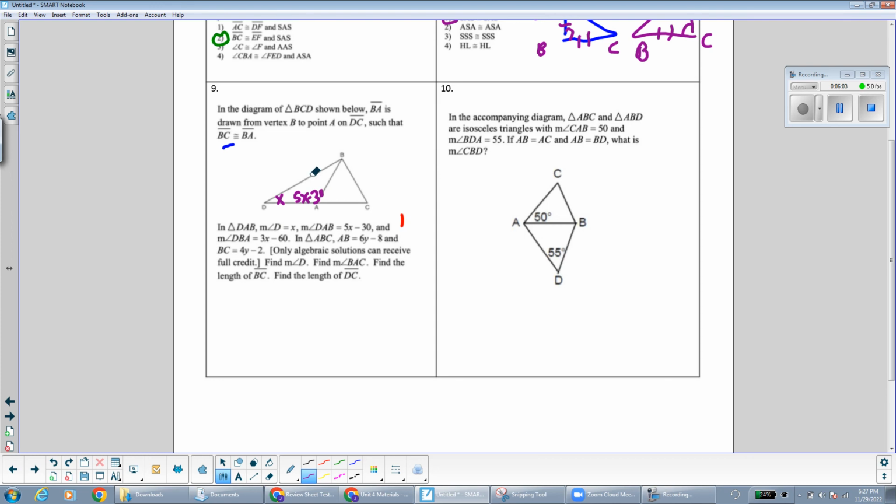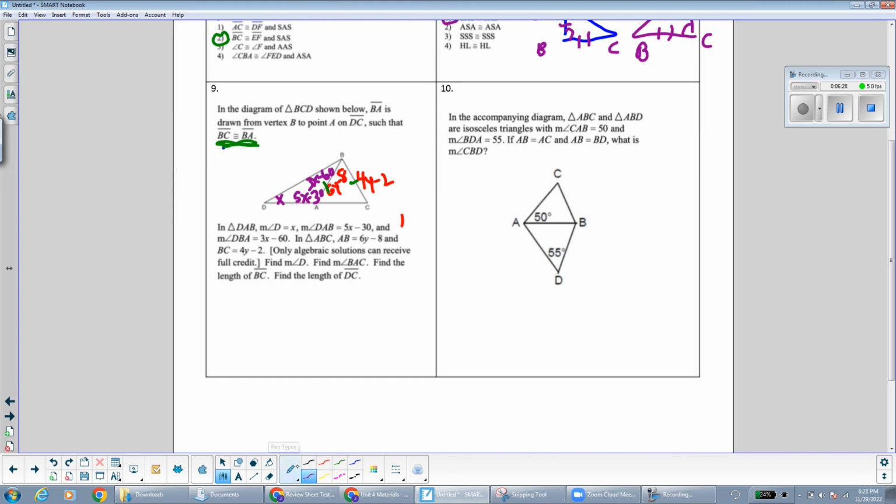Angle DBA is 3x minus 60. And AB is 6y minus 8. And BC is 4y minus 2. The diagram's a bit small, so this is getting a little hard to see. We also were told that AB is congruent to BC. So I am going to make sure I mark that BC and BA are congruent to each other.